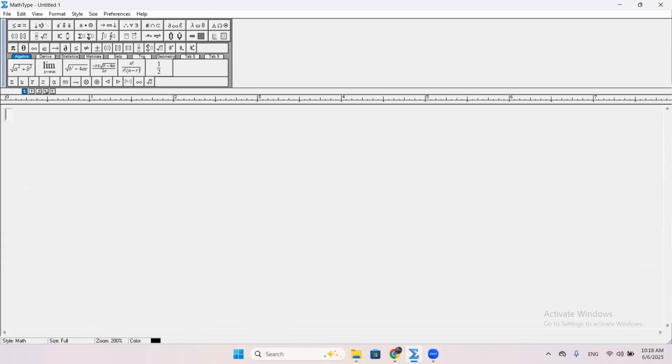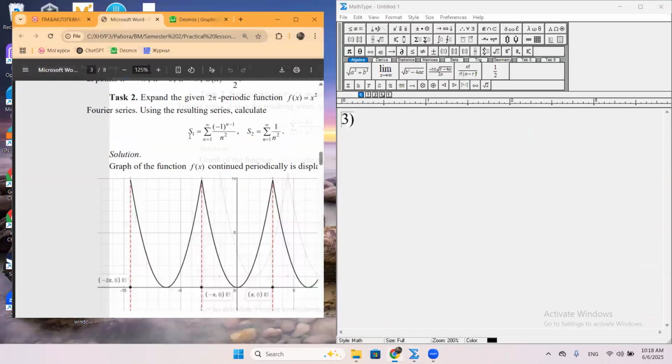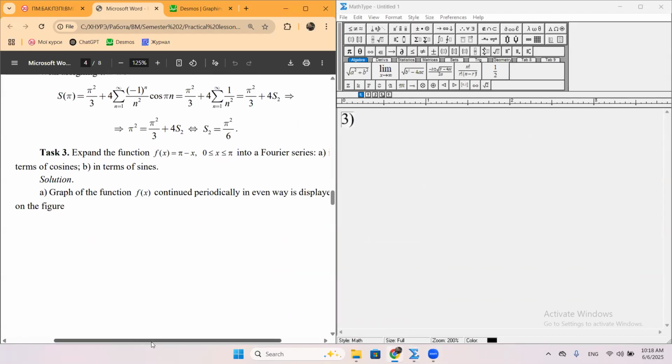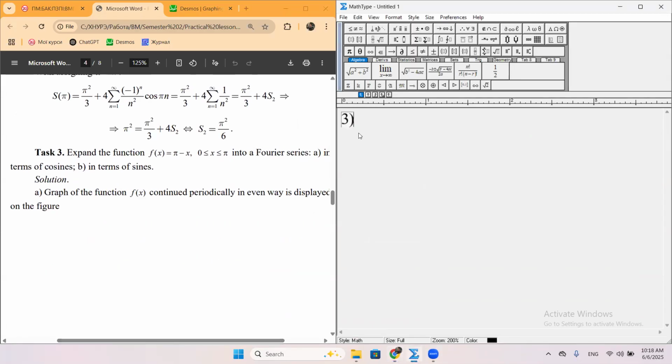So now doing the next exercise. Task 3 is the following. We will have to expand the following function f(x) = p minus x, and we'll expand it into Fourier series in two ways: in terms of cosines and in terms of sines.